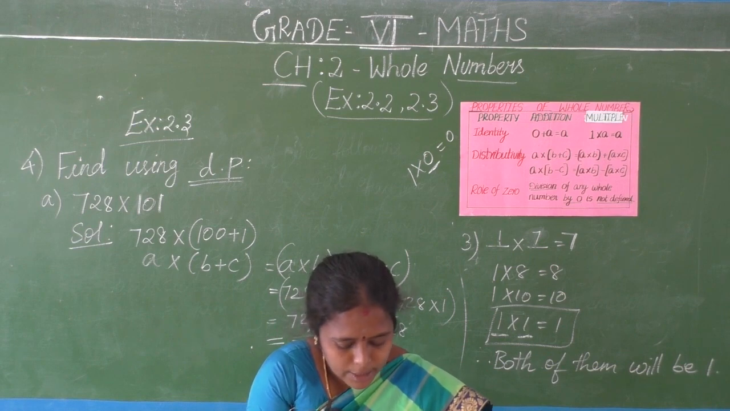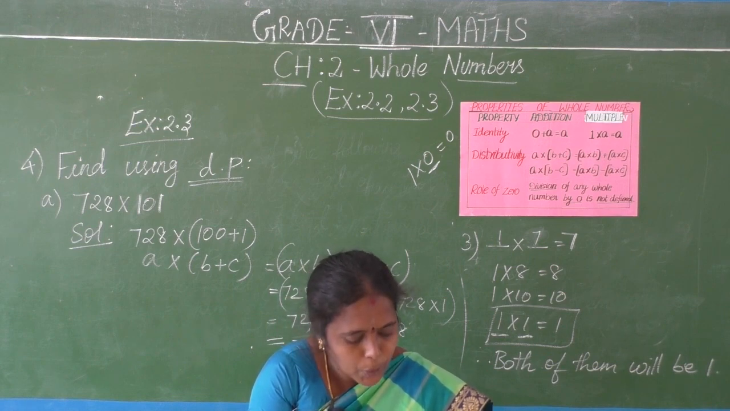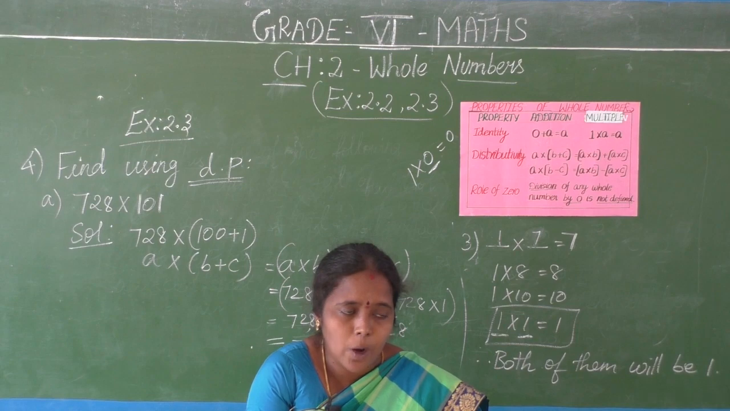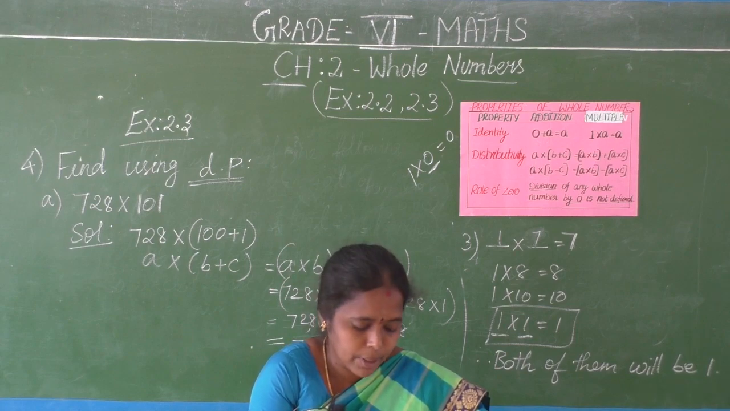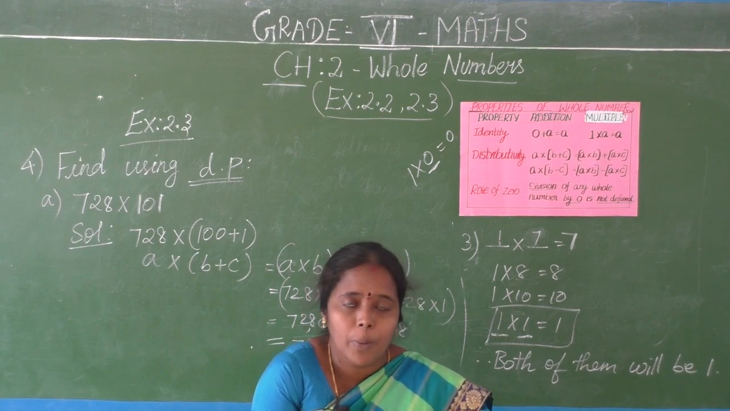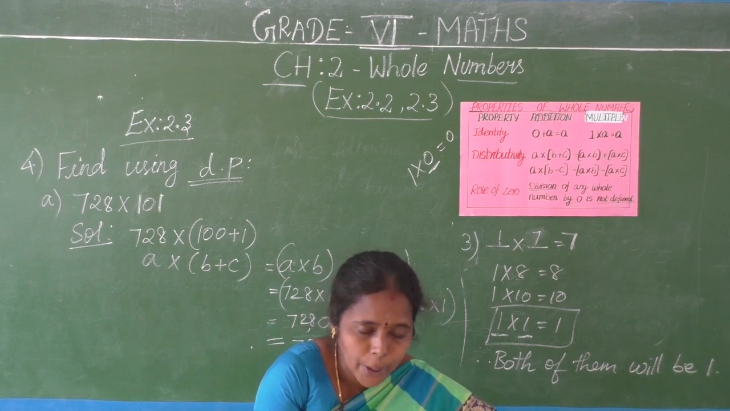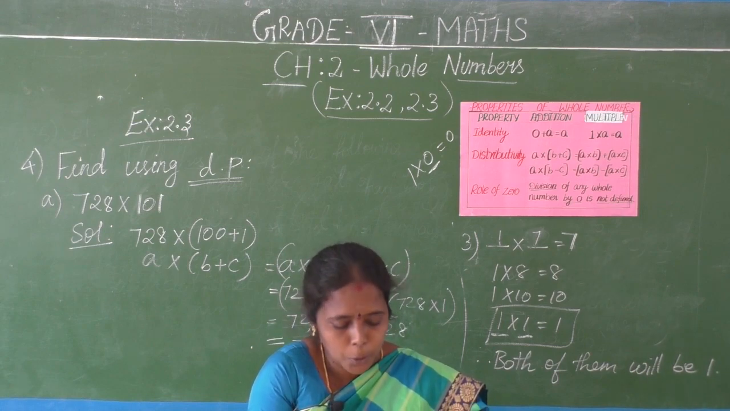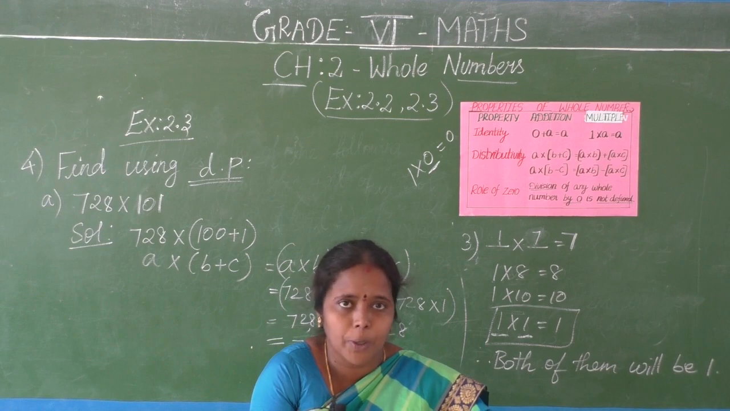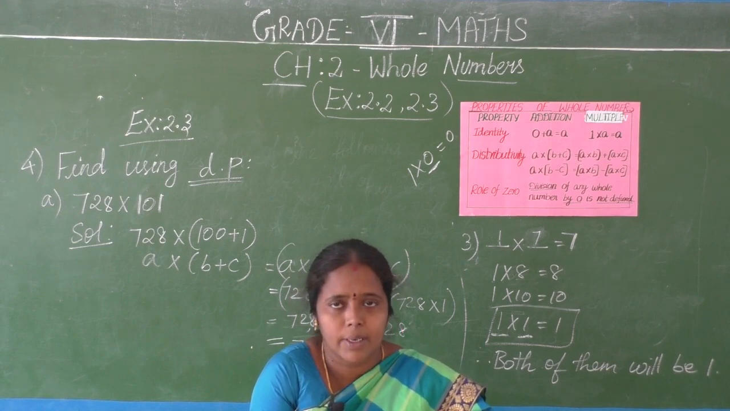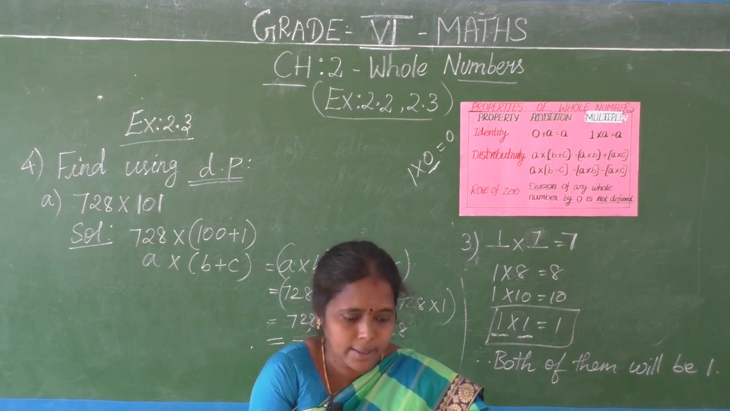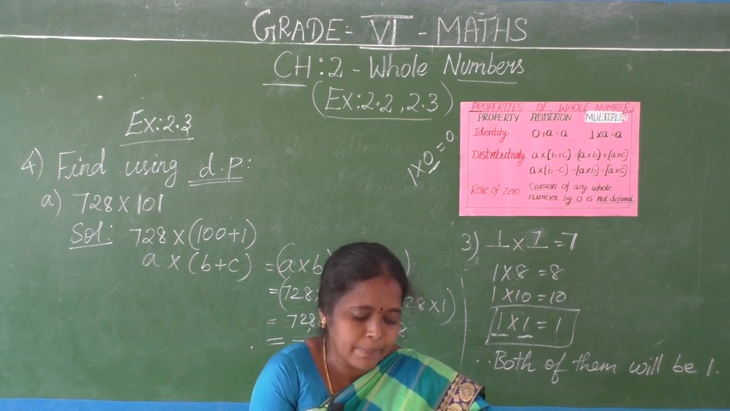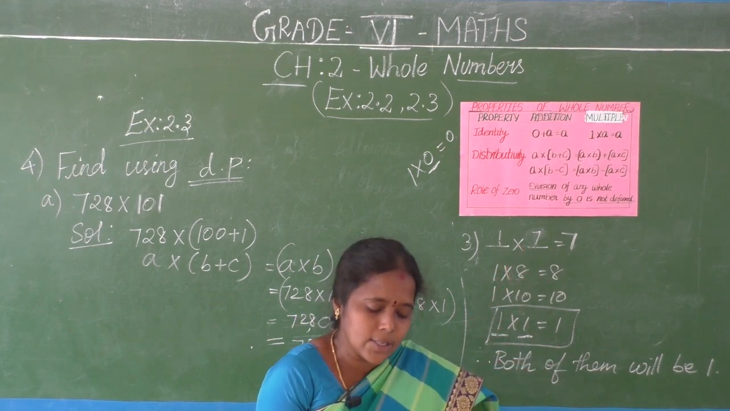That's all, children. In exercises 2.2 and 2.3, mostly properties are used in the questions. Mainly you must be thorough in the distributive property, because in 2.2 and 2.3, in both categories, we have solved many sums based on the distributive property. Clear? So you must practice in the distributive category. Clear? These are under the 1 mark category, just revise.